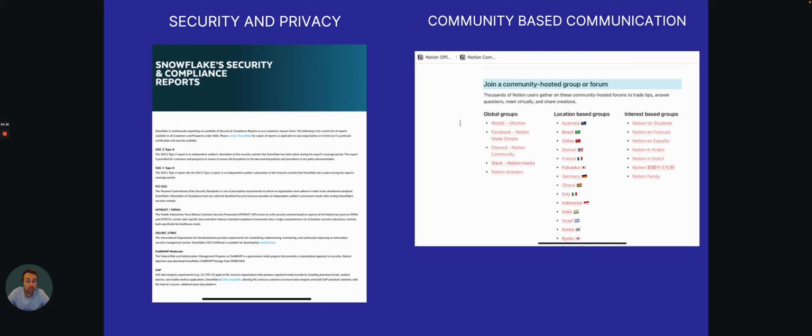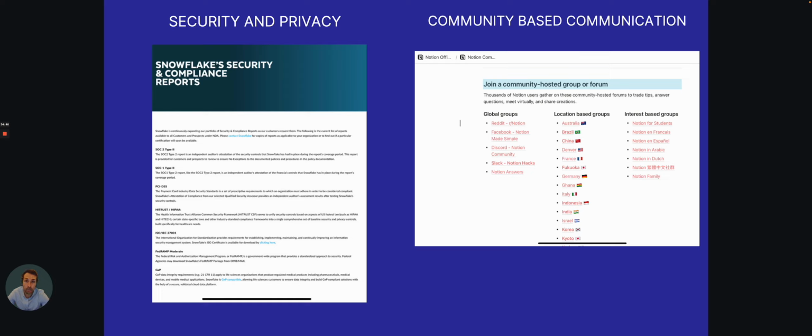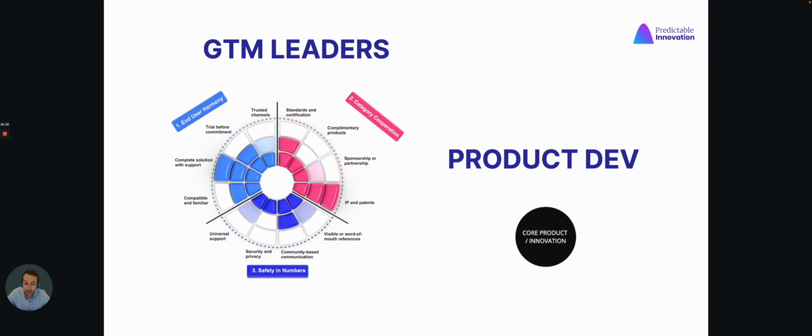And then last but not least, community-based communication. We talked about the chapters, but a great example is Notion too. They have global groups, location-based groups, interest-based groups, and they are all Slack groups and communities, led by customers or by ambassadors. They are not people working in the company, so the company has nothing to do with that, and that is what you want, unbiased communication. So those kinds of communities are great.